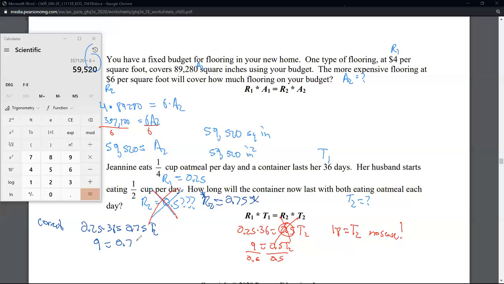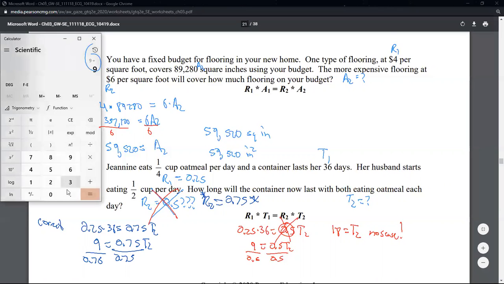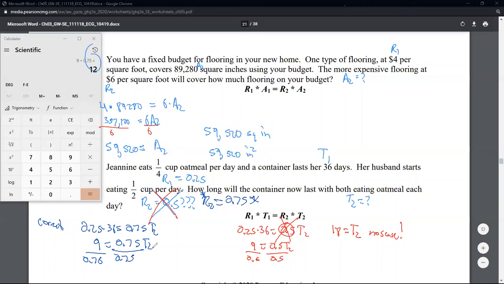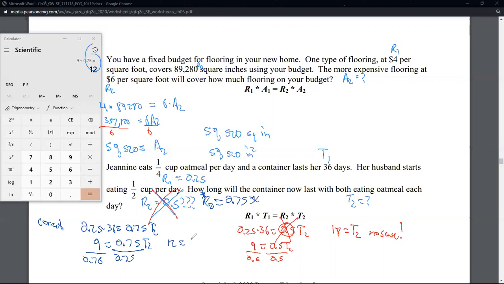which you still get 9 on the left, but now you'll be dividing by 0.75. Again, not going to change the color. 9 divided by 0.75 is going to be 12. So that says that 12 is equal to T2. The time was in days, so it's 12 days, and that does make sense.